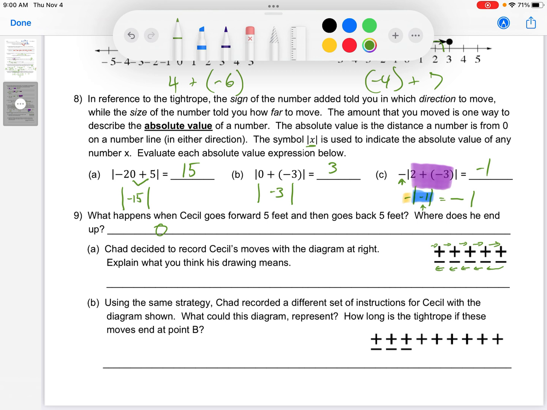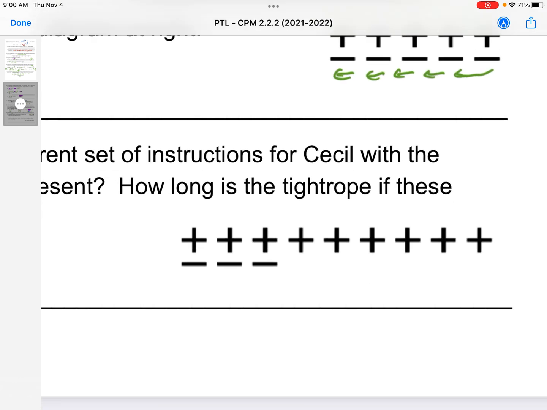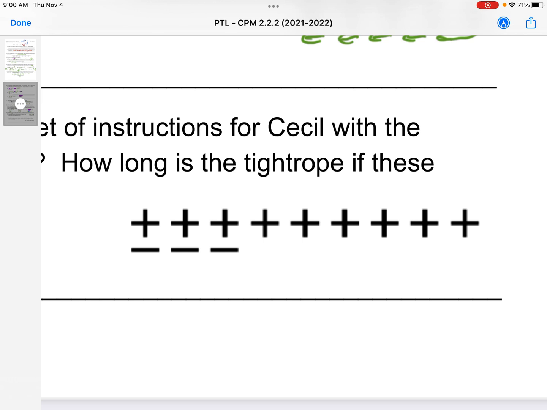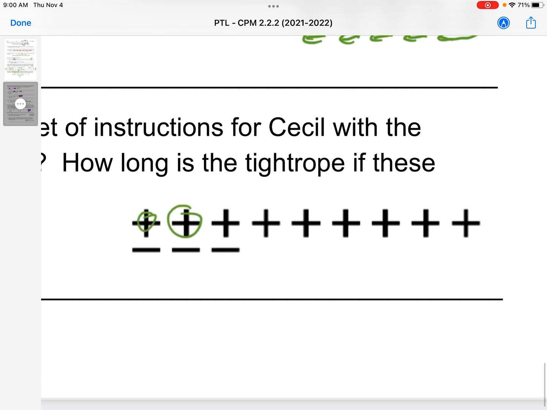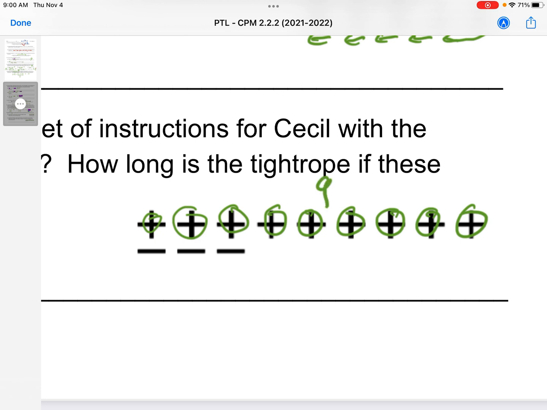So using that same strategy, Chad recorded a different set of instructions for Cecil with the diagram shown. What could this diagram represent? How long is the tightrope if these moves end at point B? Struggling there for a second. So it appears as if he uses 1, 2, 3, 4, 5, 6, 7, 8, 9. So that's a plus 9. What do I have down here? 1, 2, 3. I have a plus negative 3. So that is a 9 plus negative 3. Where does he end up?